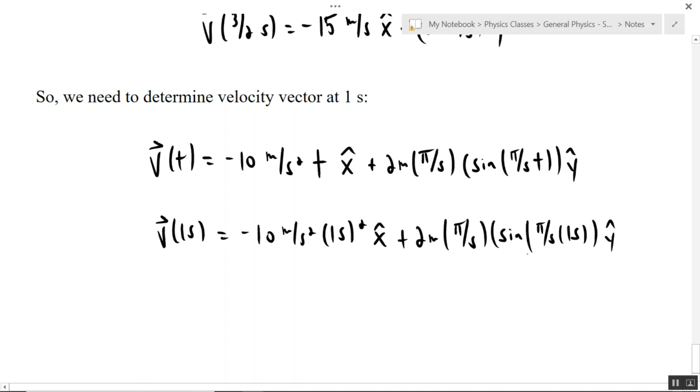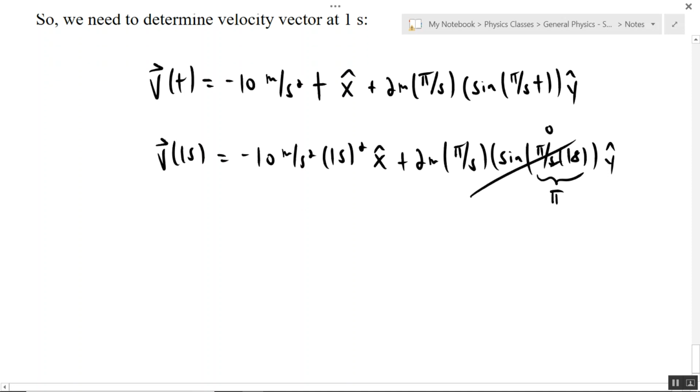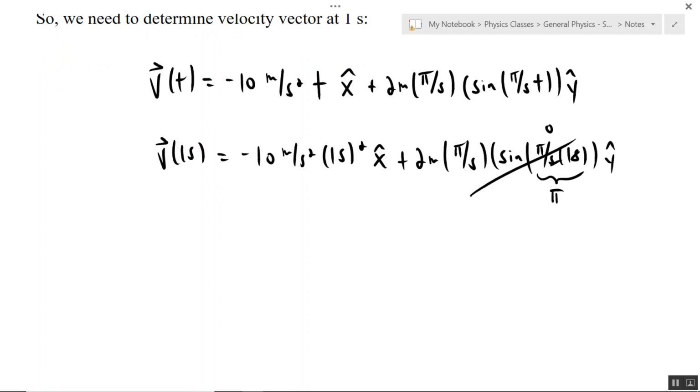All right, so let's look at the y part first. The seconds cancel out, and you just basically get pi here, right? Pi divided by seconds times 1 second is pi. What is the sign of pi? 0. Yeah, 0. So the y part is 0. There is no y part. It's just moving in the x direction at 1 second.